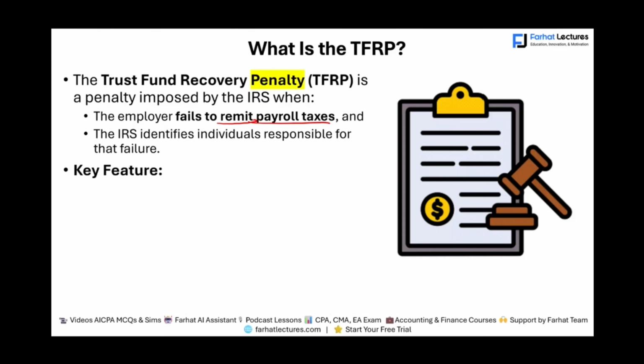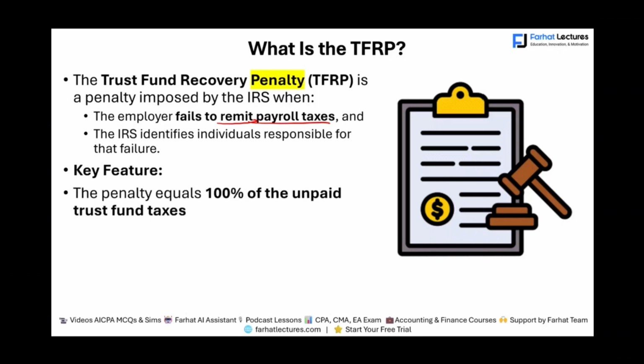But how much is the penalty? The penalty is equal to 100% of the unpaid trust fund taxes. This is why we call it also the 100% penalty. It means, guess what? You failed to send the $20,000, $30,000, you are responsible for a penalty for that amount. It's a pretty stiff 100% penalty.